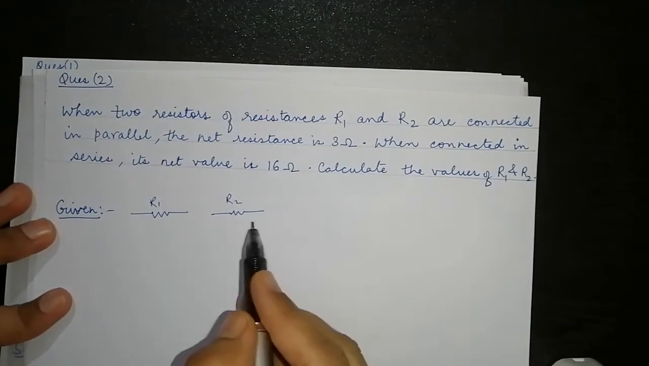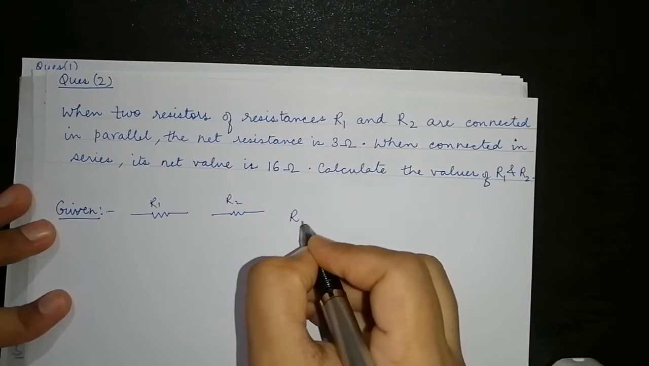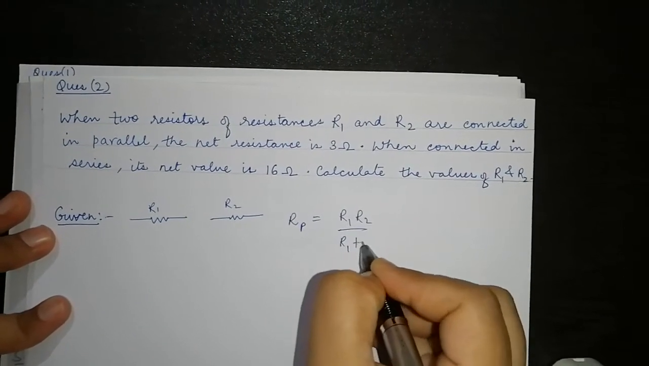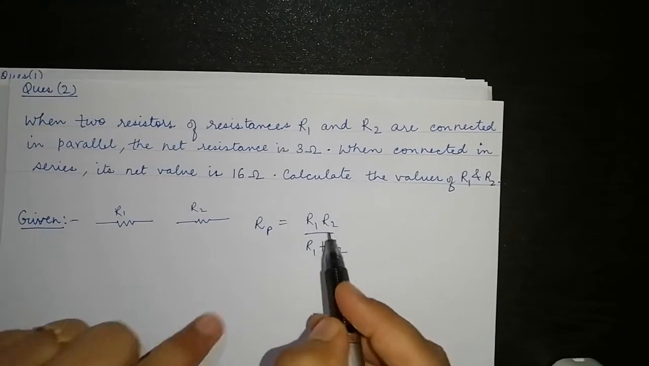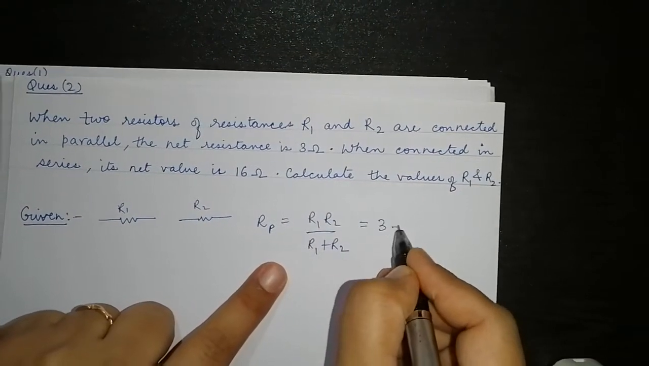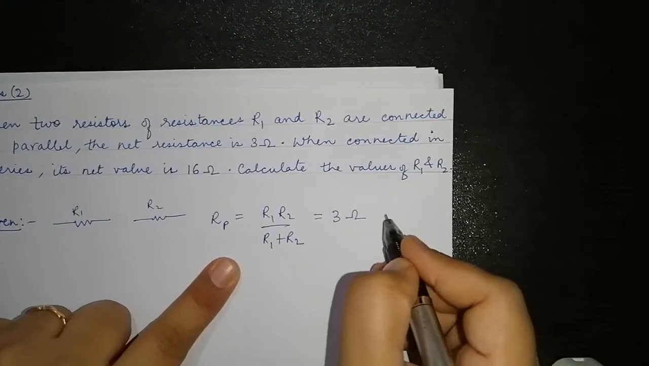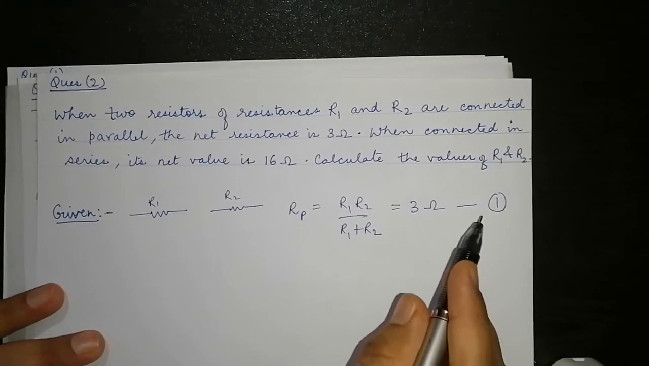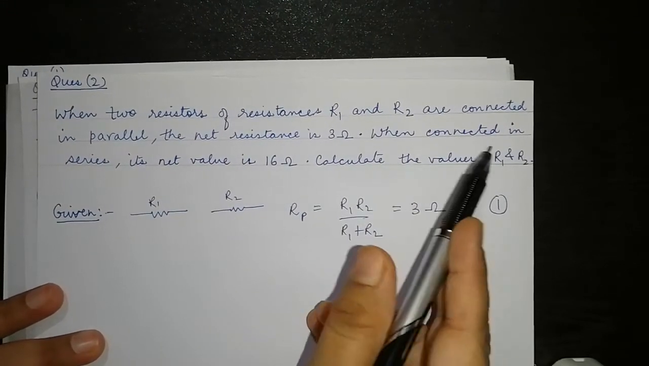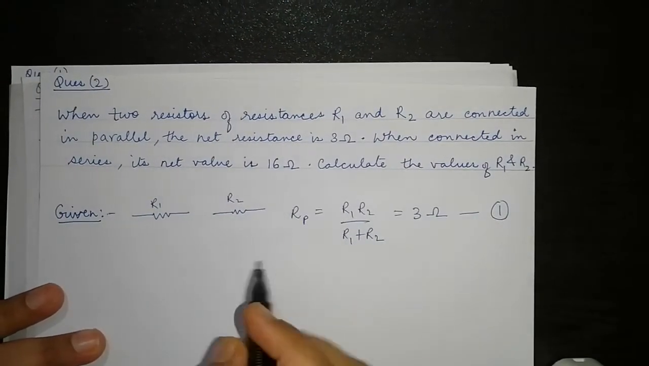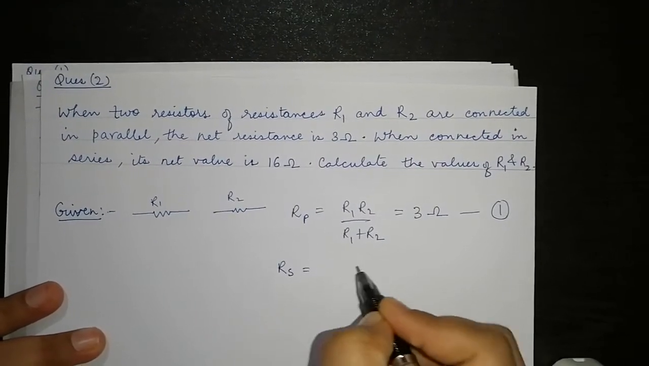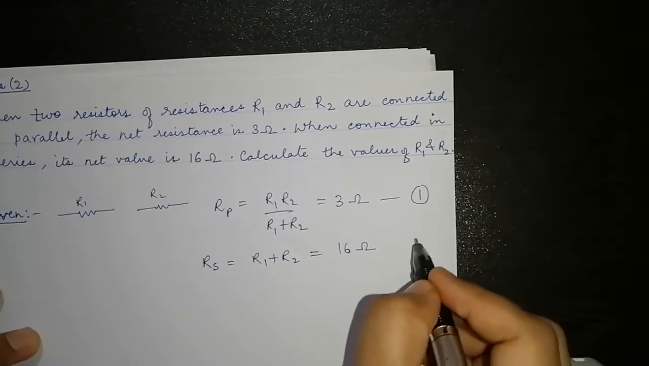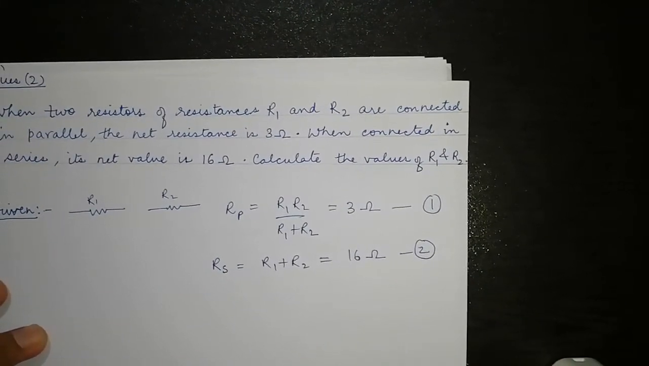Now students, here we have two resistors R1 and R2. When these two are connected in parallel, R parallel will be equal to R1 R2 upon R1 plus R2. And when they are connected in parallel, its value is given to be 3 ohm. This is what is given to us. So I'll name it as equation 1 because we are going to use this later. When connected in series, its net value is 16 ohm, means R series, that is R1 plus R2, its value is 16 ohm. So this is equation number 2.